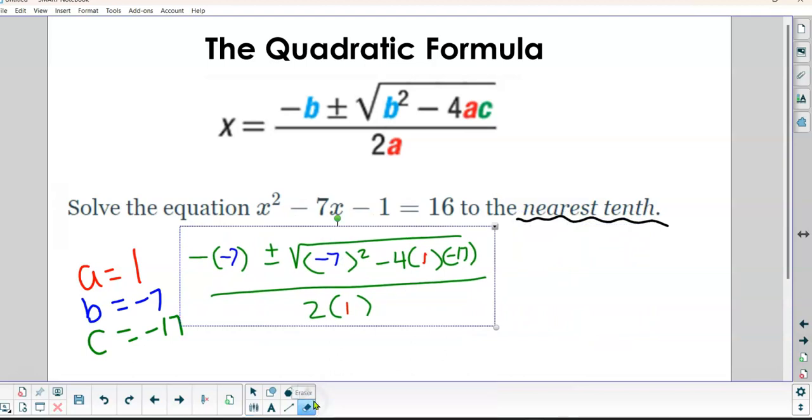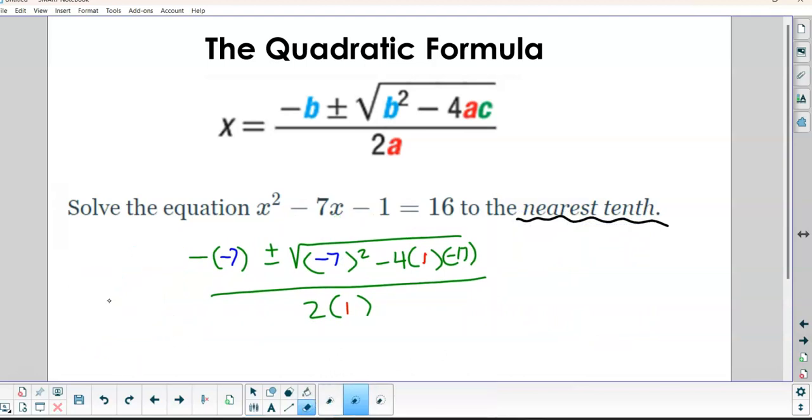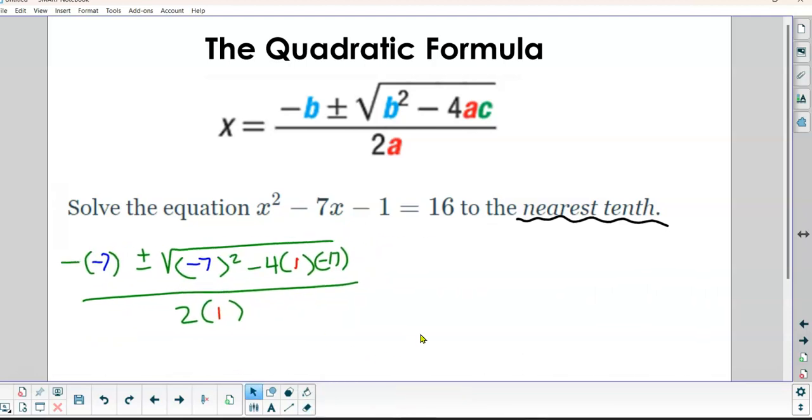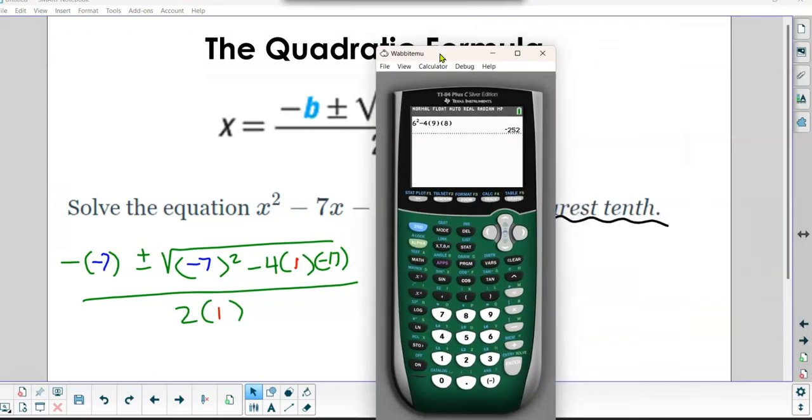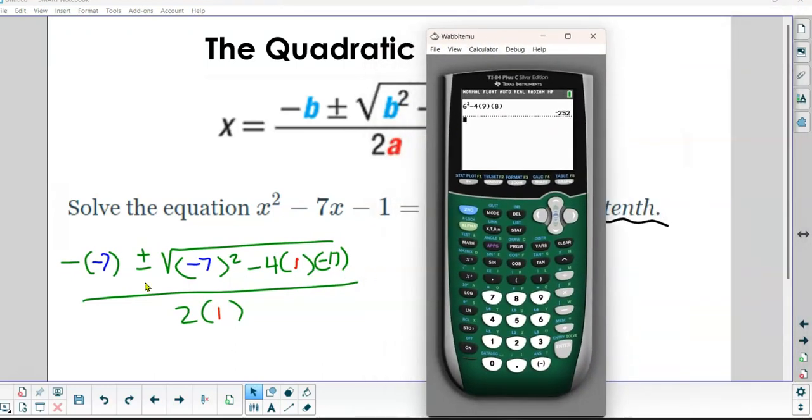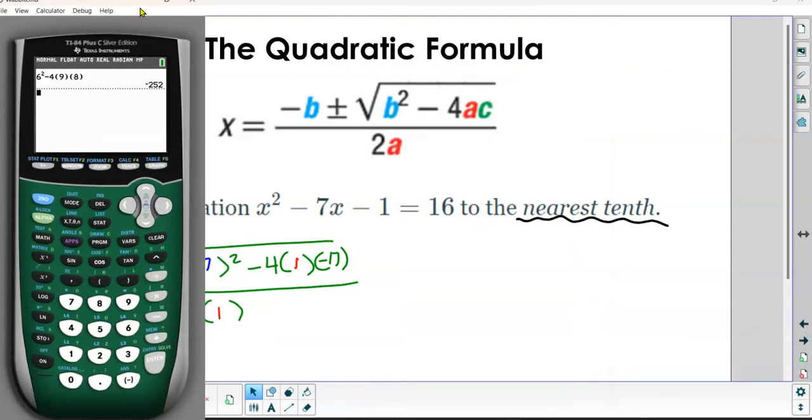I'm actually going to erase this part because we don't need it anymore. I'm going to open my graphing calculator and we're going to do this together. So let's see here. I'm going to type a giant fraction first. Oops, sorry.